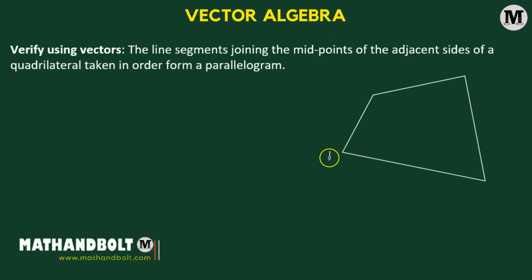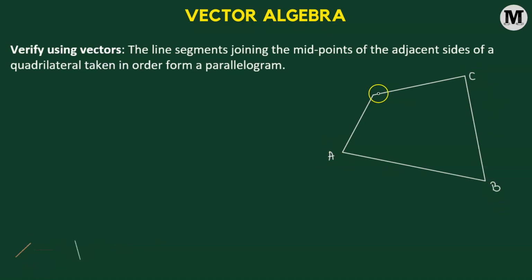So here we have a quadrilateral. Let's call it ABCD. These are the vertices of the given quadrilateral. We will consider an origin O, and with respect to this origin O, we can define the position vectors of these four vertices. We'll assume that A is denoted by vector A, B by vector B, C by vector C, and D by vector D.